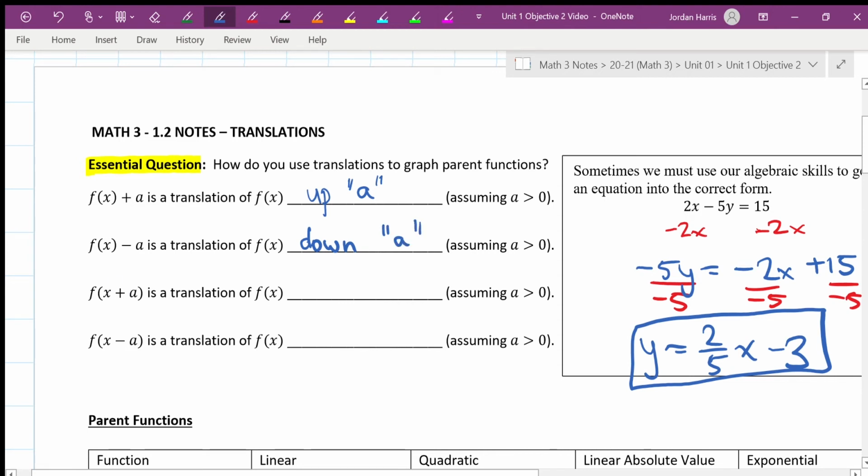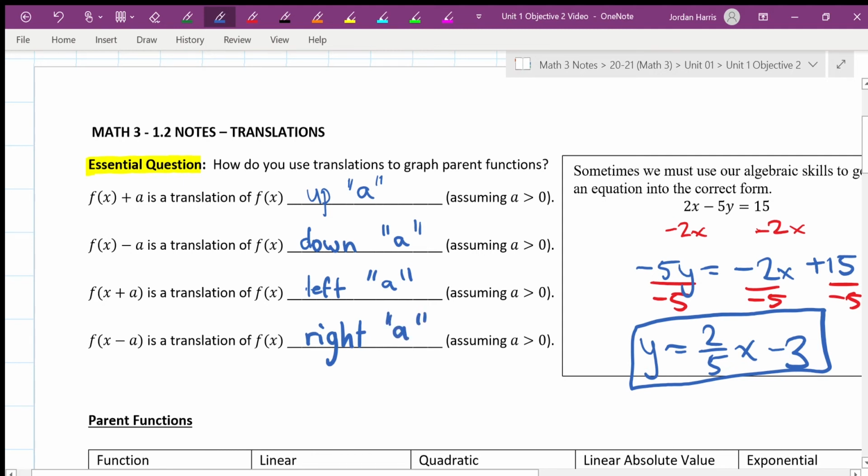Next two, notice these are inside the parentheses. So if you have a function and in parentheses, right next to the x is a plus a, this means we're going to move left a. So you got to be careful. A lot of people get these two mixed up. You kind of think opposite. Left is the negative direction, but when it's in parentheses, you got to think opposite. So when it's in parentheses and it's plus, that's a left shift. In parentheses and it's a minus, that is a right shift.